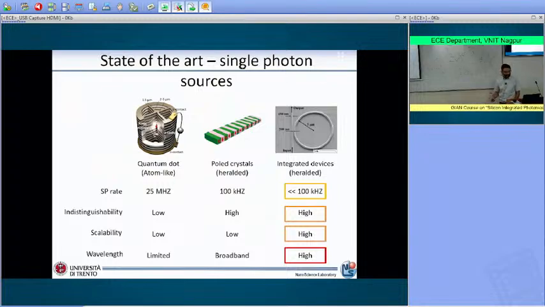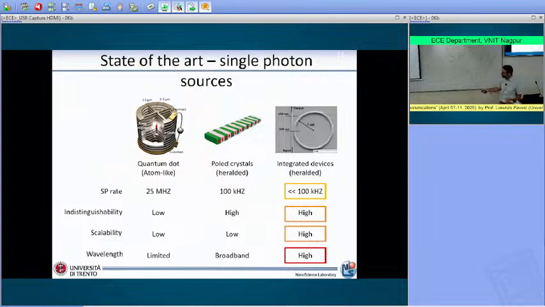They are very scalable, so we can integrate many of those sources. I will show you a few examples, maybe tomorrow, not today. And the indistinguishability is extremely high. I will show an experiment where the two photons are really indistinguishable. The problem is that the heralded concept is based on integrated devices where the single photon generation rate is limited to the order of a few hundred kilohertz, meaning a few hundred thousand photons per second.